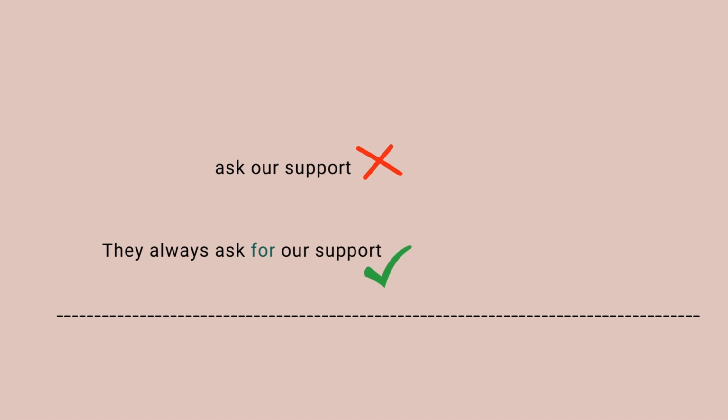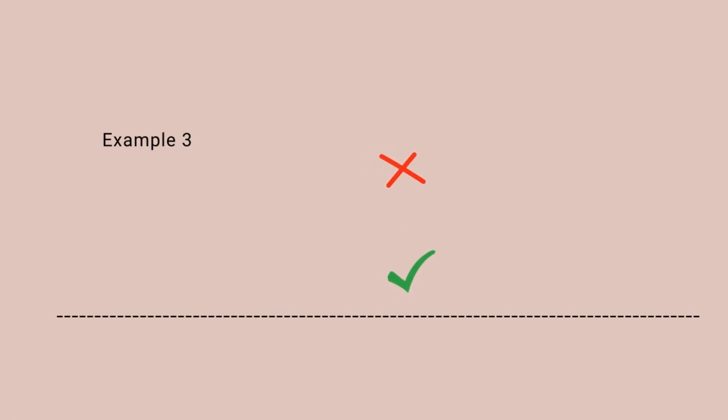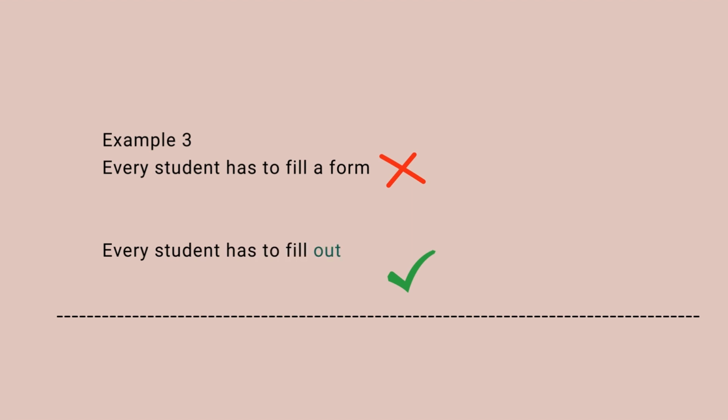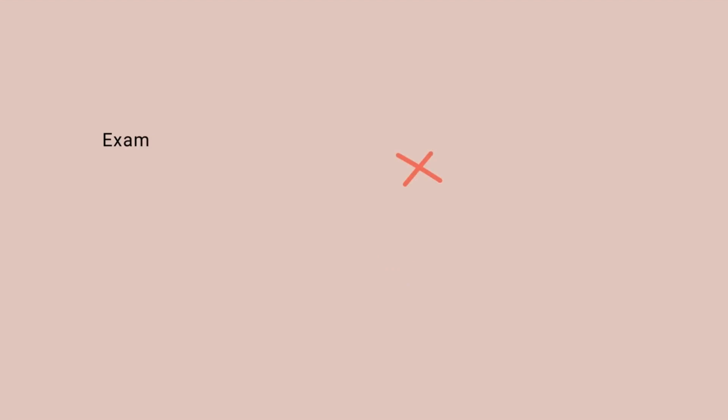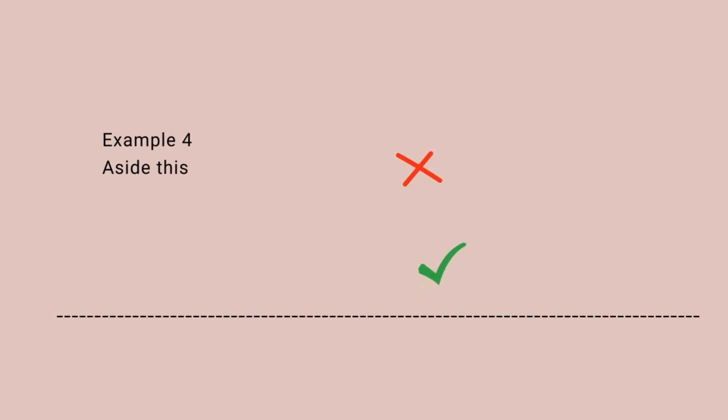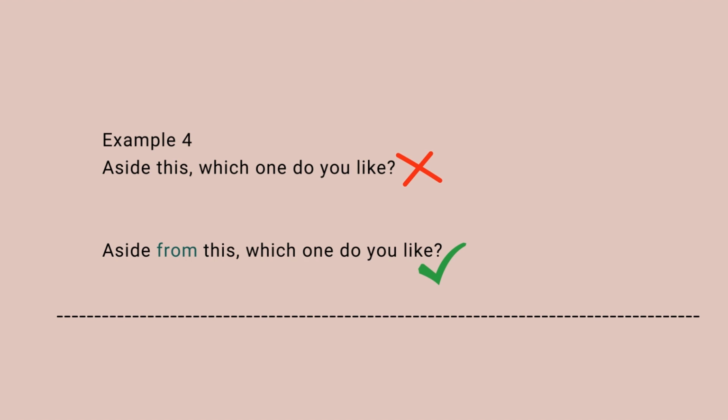Another example, every student has to fill a form. We tend to omit out. So the sentence should always read, every student has to fill out a form. Then finally, aside this, which one do you prefer? Normally we tend to omit from the expression. So the sentence should be, aside from this, which one do you prefer?